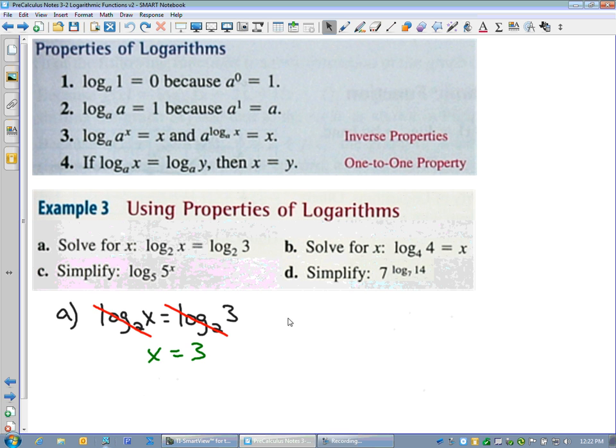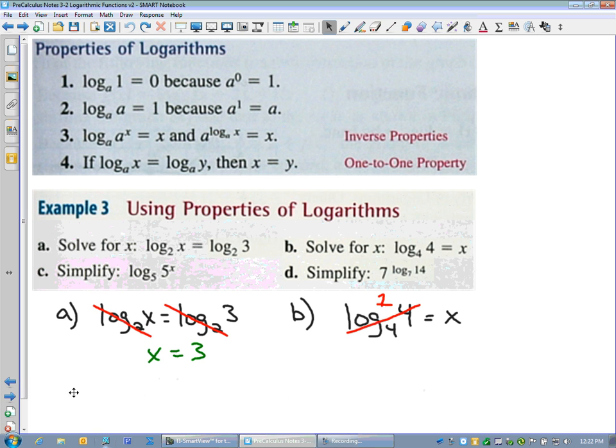With B, we have basically another one of our cancellation ideas. This one is actually the second property. We have log base 4 of 4. Notice we're taking the log of a base that's the same as our argument. So whenever that happens, those two cancel out and become 1, just like this property says. So therefore, since that's all equal to x, then x is just equal to 1.